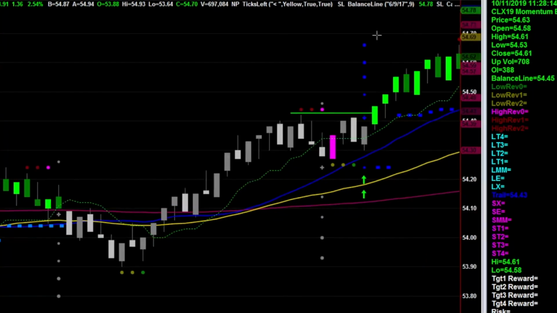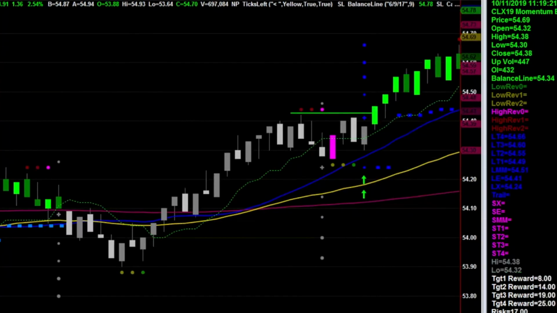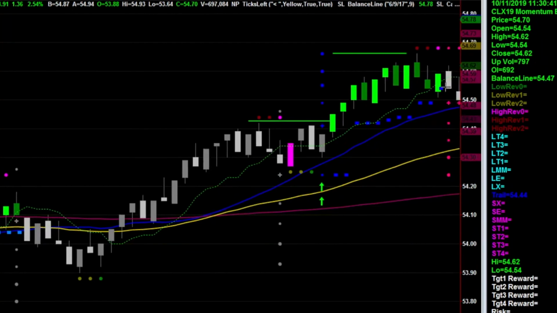And then it came up and it hit target 4 perfectly. Target 4 is at 54.66, so anyone with additional positions. It hit 66 perfectly. We see that so often. These targets are calculated based on a very unique formula that is very accurate. It's tuning itself to market conditions, and you can see the perfect target before it comes down and stops out right here. And that's it.